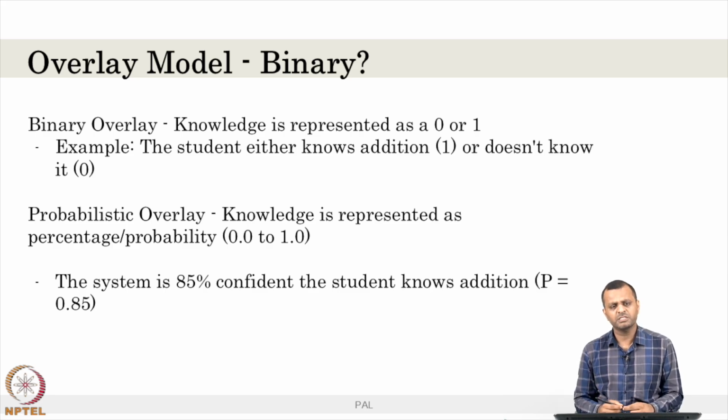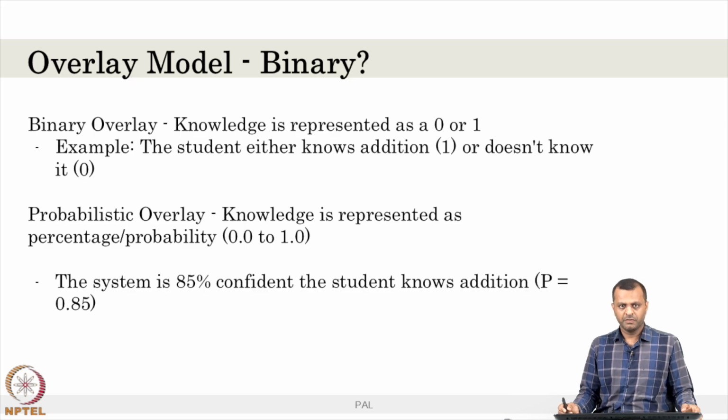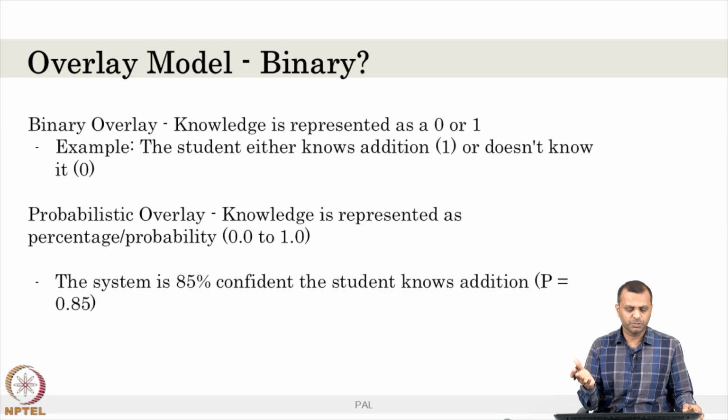Well, the knowledge is not represented as he knows the topic or not. Instead, it's a probability, 80% confident the student might know this addition. There's a probability of 0.85. So the overlay model can be binary, where the knowledge can be represented as 0 or 1. For example, the student knows the addition or not. The student knows this concept 1 or not. If the student passes a particular threshold, the student understands the topic.